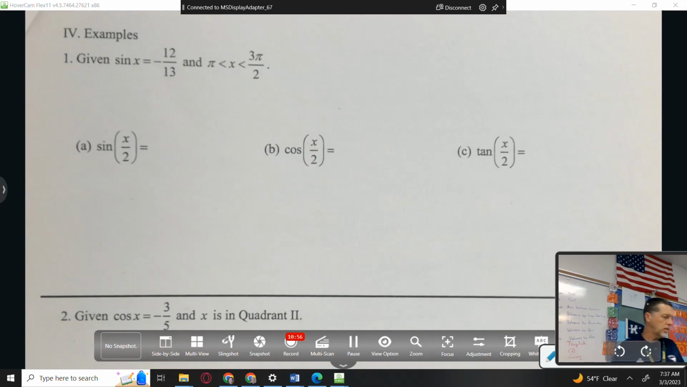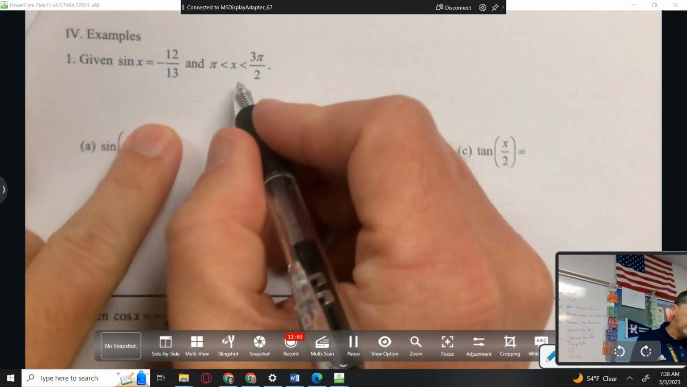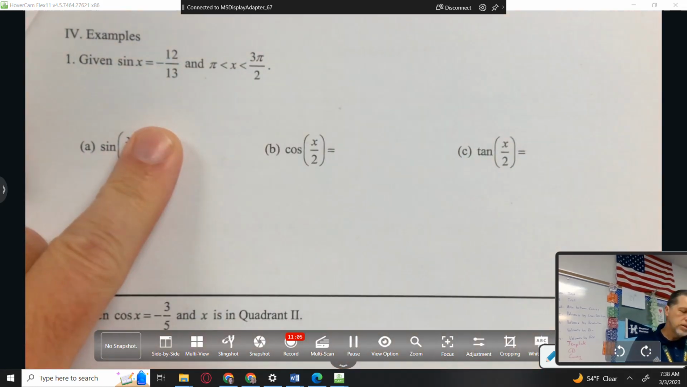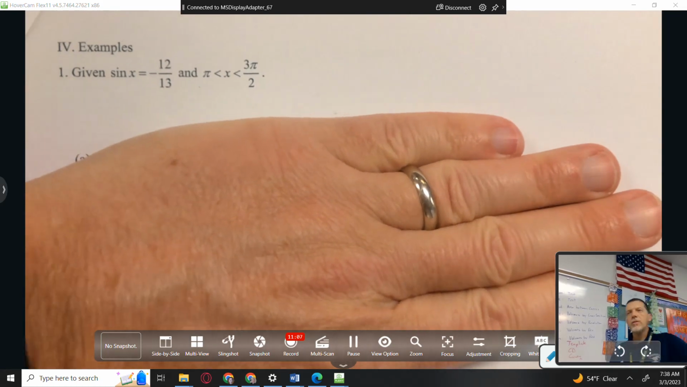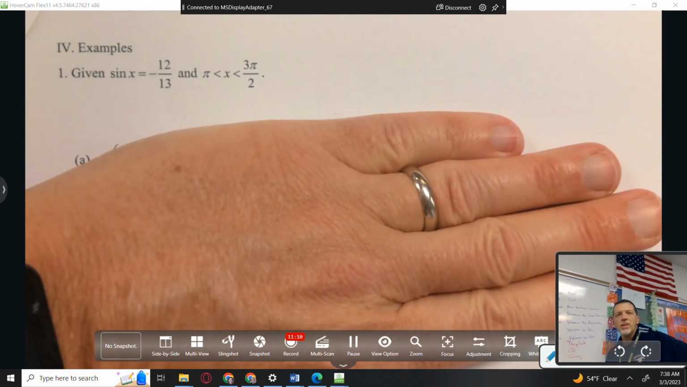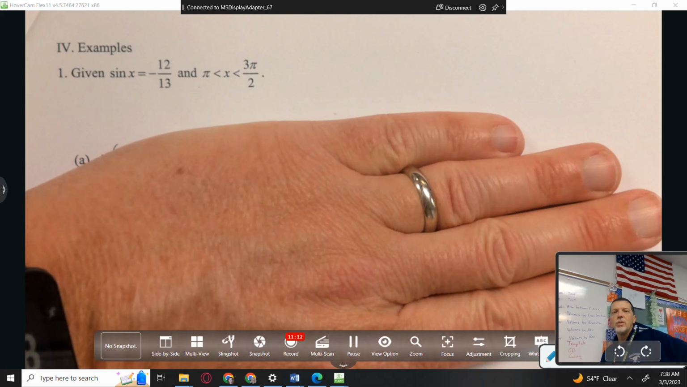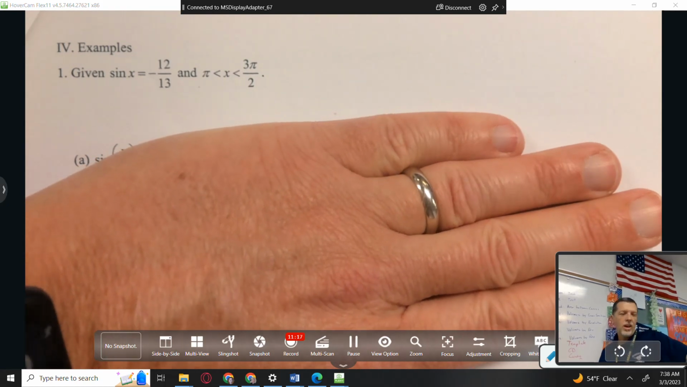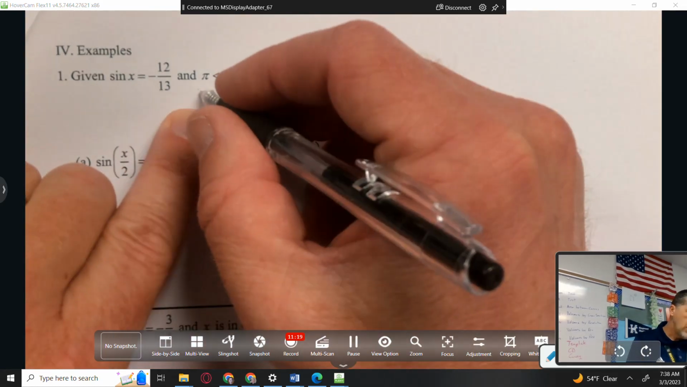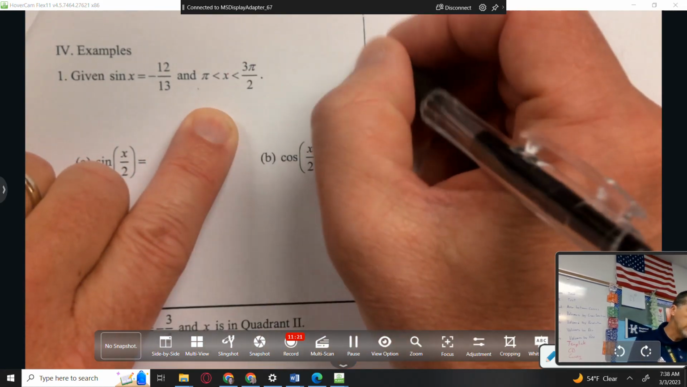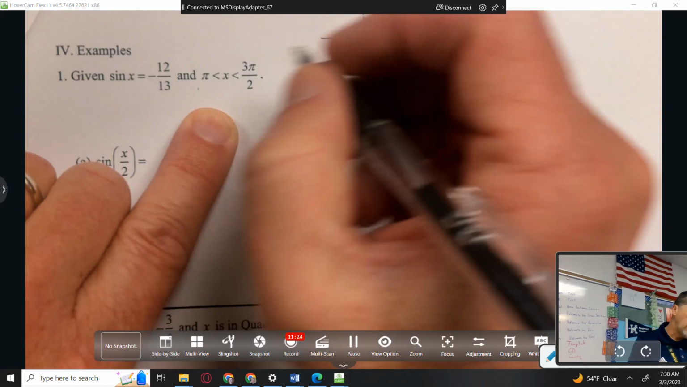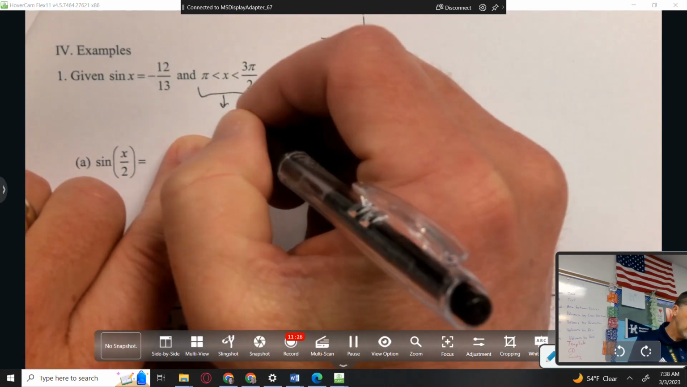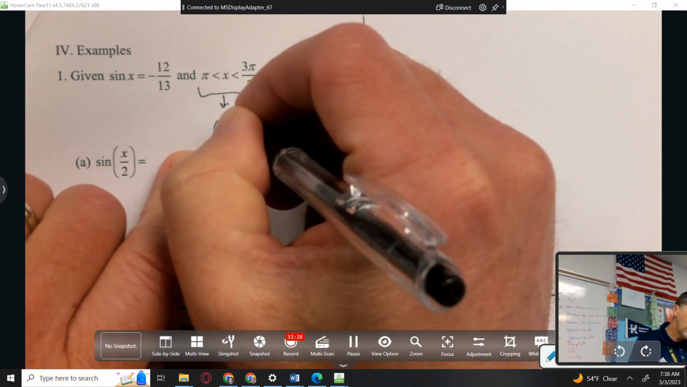So some examples. Given that sine of x equals negative 12/13, and x is between pi and 3 pi over 2. Okay, so before we go any further, what do you think we should do with that information? What have we usually done with that information? We should see what quadrant. Okay, you should see what quadrant it's in. So it's between pi and 3 pi over 2. So that would be quadrant 3.